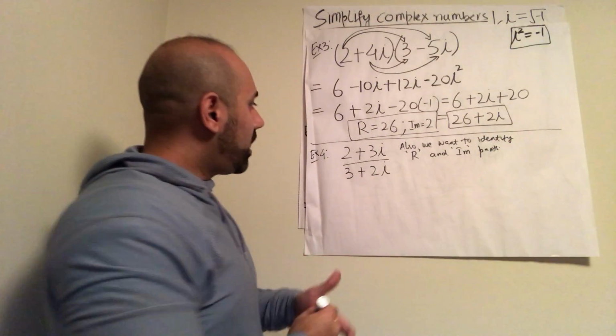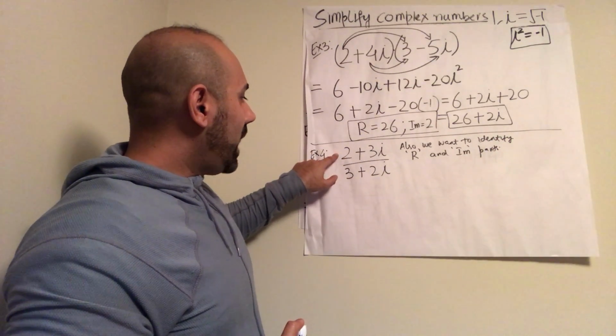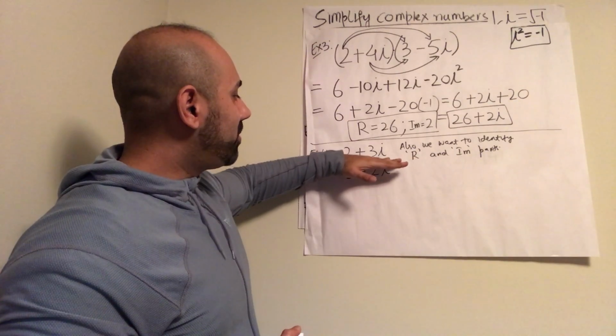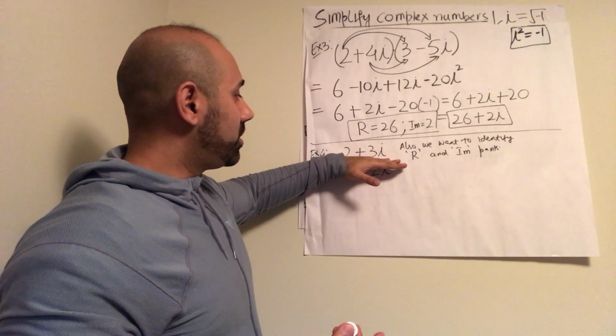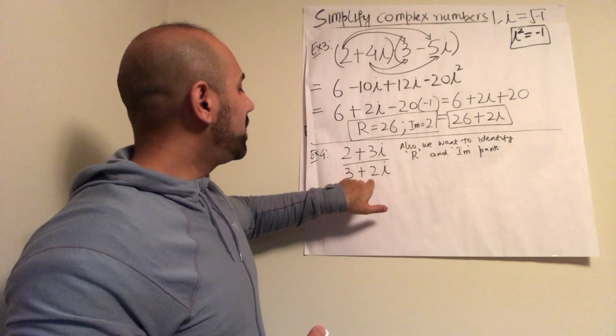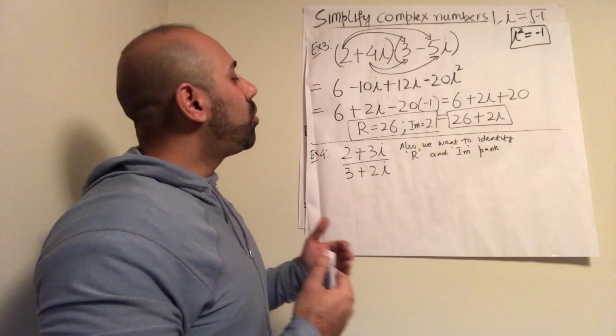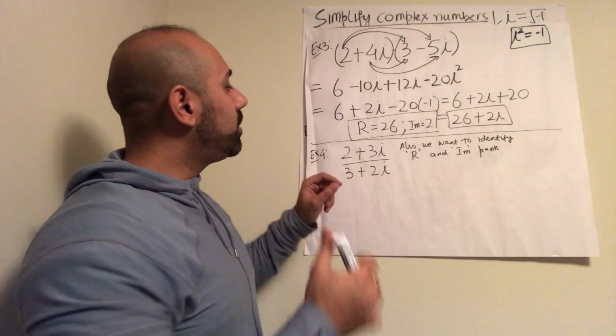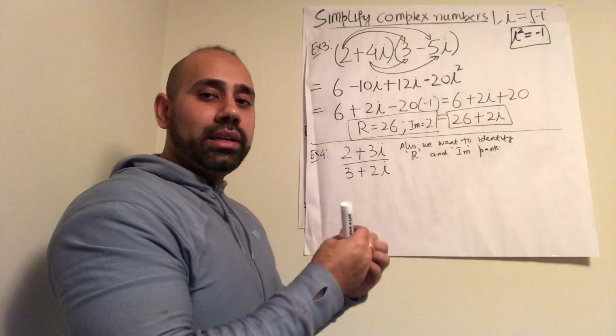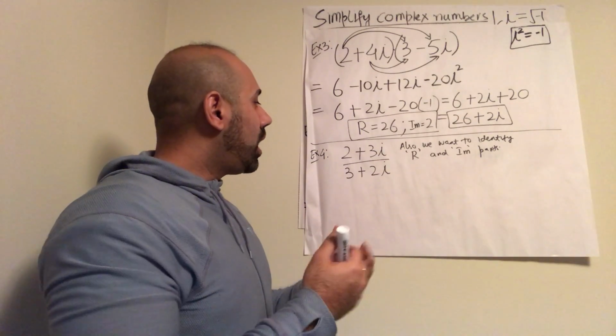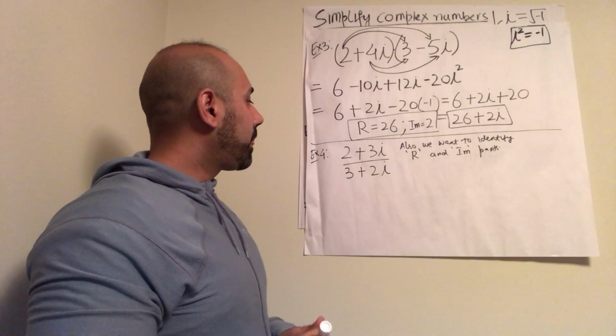If you look at this complex number here, you have the real and imaginary part for the numerator, which is very easy to see, and you also have a real and imaginary part for the denominator. But that's not what we want. We want to simplify this, and we want to have just one real and one imaginary part. So how are we going to be able to do that?